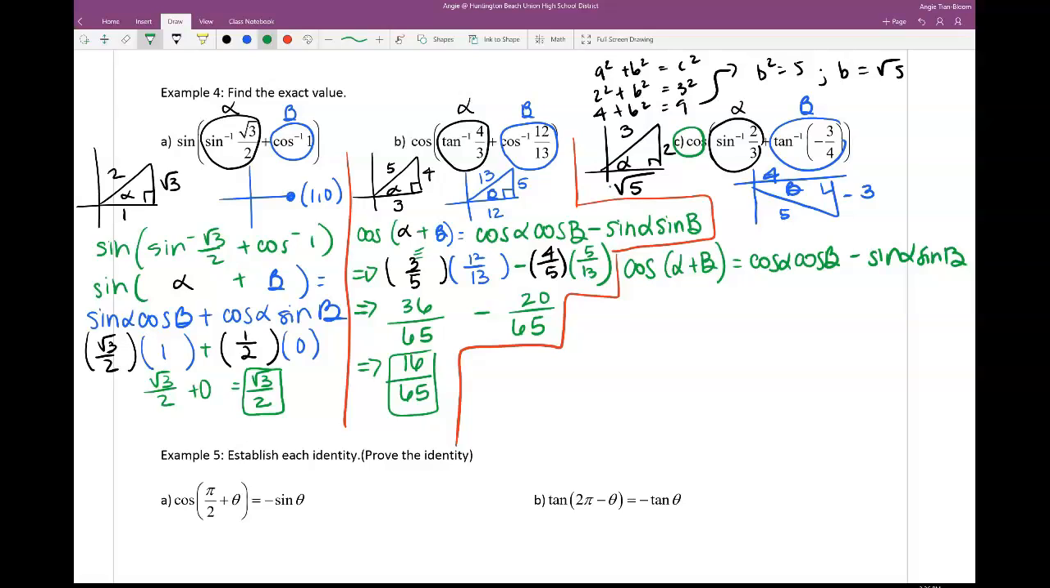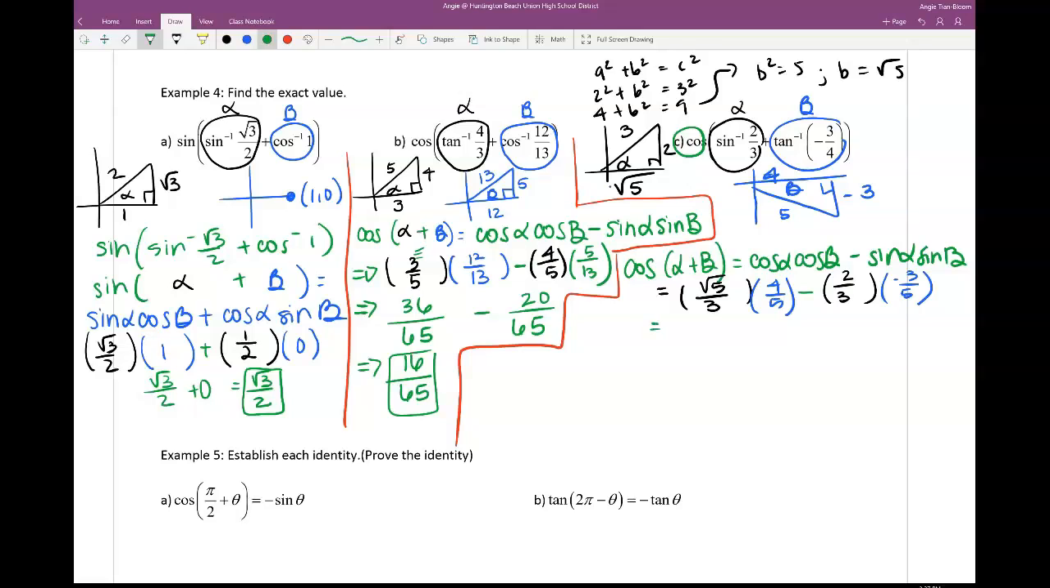All right, here we go. I'm going to see if I can plug it in. Cosine of alpha, alpha is the left black triangle, so I'm going to use black ink here. Cosine is adjacent over hypotenuse. Beta is my blue triangle, and cosine of beta is 4/5. And then take away sine of alpha. Again, alpha is a black triangle, so I'm going to use my black ink. So 2/3. And sine of beta is -3/5. So those are the ratios of the triangles.